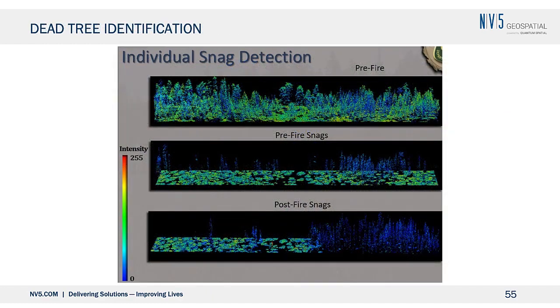Snags are dead trees, and snags can be detected from the LiDAR, and this is just using the LiDAR. This is some work done by the Forest Service in the Pacific Northwest, where they were looking for individual snags, being a very important part of the ecosystem, especially for cavity nesting birds and some mammals. And so identifying the snags pre-fire, these are the pre-fire snags, this is the whole system, and then after a fire, identifying the new number of snags. So very useful information for wildlife biologists.